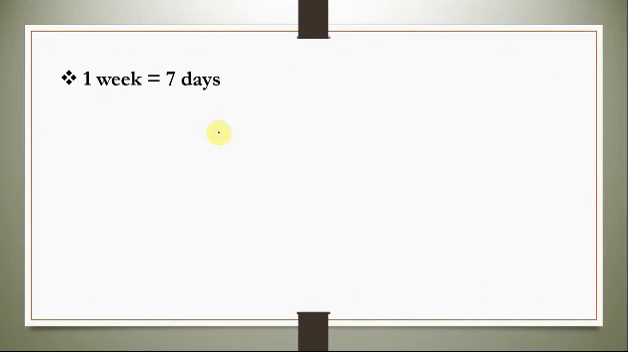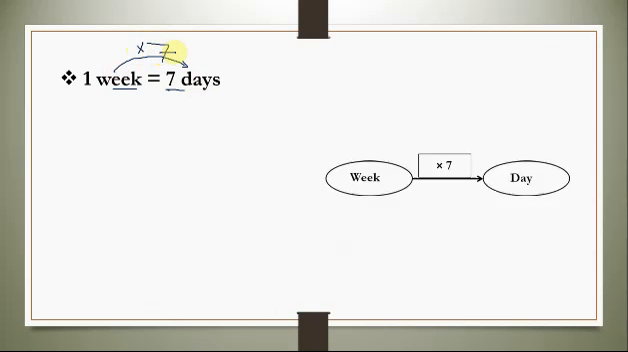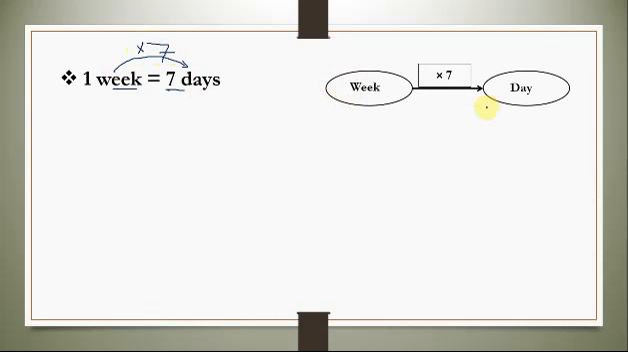Okay, the relation between weeks and days. We know that 1 week equals 7 days. Why? Because the days are Saturday, Sunday, Monday, Tuesday, Wednesday, Thursday, and Friday. So these are 7 days. From week to days, we will multiply also, because it's from big to small. So multiply by 7.